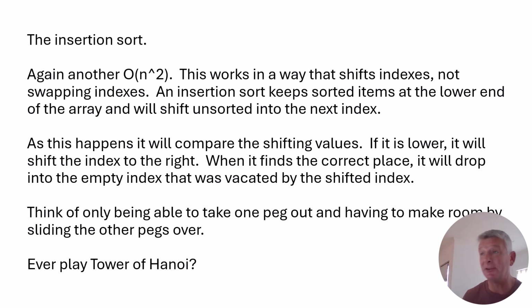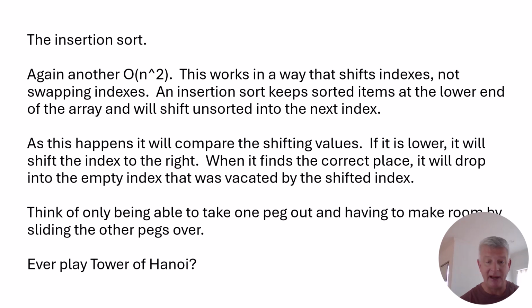And this is the insertion sort. This is another n squared. This works by shifting indexes. Okay, it doesn't swap indexes, right? Like the selection sort, it shifts indexes. It inserts it in place and moves the index over. Insertion sort keeps the sorted items at the lower end of the array and will shift unsorted items to the next index. As it happens, it'll compare the shifting values. If it's lower, it'll shift the index to the right. When it finds the correct space, it drops it into the empty index that is vacated by the shifting index.